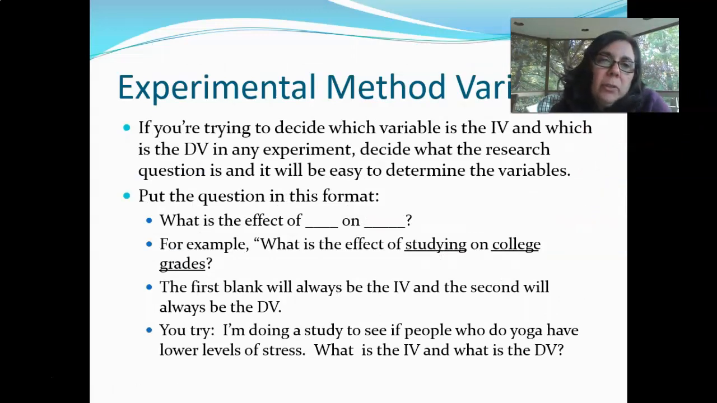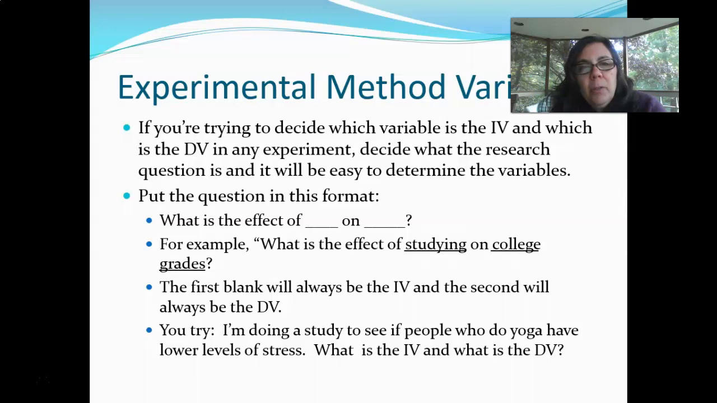And sometimes it's hard for students to look at a research question and figure out what's independent and what's dependent. And I think the easiest way to do that is anytime you see a research question, I would like you to put it into this form: what is the effect of blank on blank, where your first blank is always going to be your independent variable and your second blank is always going to be your dependent variable. So the first example, going back to an example we were talking about earlier, is: what is the effect of studying on college grades? Because we put that in this way, you can easily know that the first blank has to be the independent variable, and the second blank has to be the dependent variable.